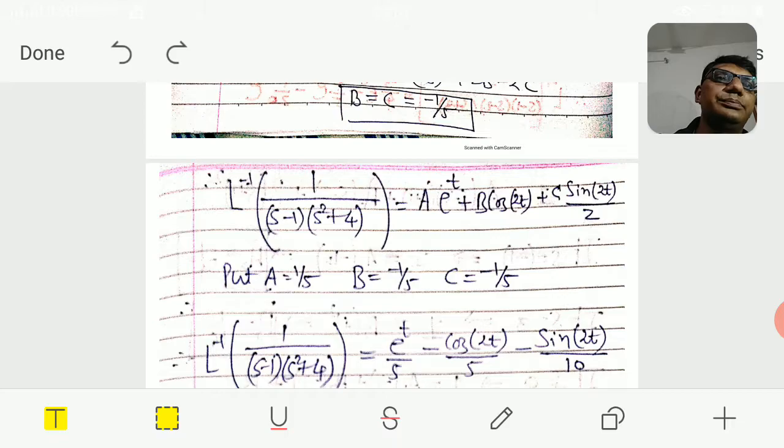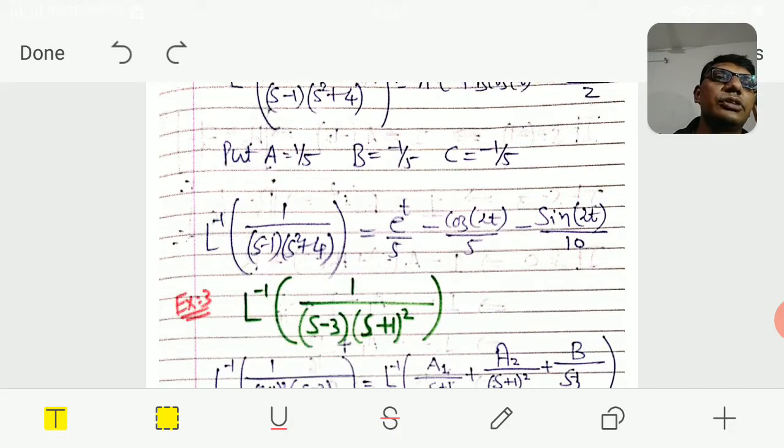So we get L inverse of 1 upon (s minus 1) into (s square plus 4) equal to e raised to t upon 5 minus cos 2t upon 5 minus sin 2t by 10. Let us see one more example.